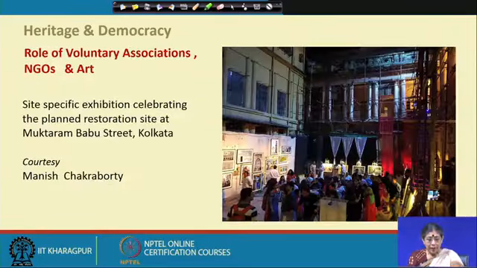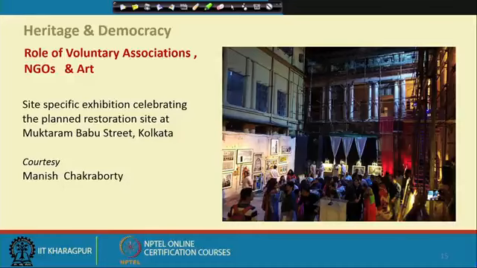And also, on Muktaram Babu Street, there is an old mansion which is now being renovated. Monish Chakraborty, a famous local conservation architect, is doing a site specific exhibition. It is not just doing an authentic restoration and finding out who can do that. It is also about how to involve the people and make them aware of what is happening. So I can see a festival-like environment, bringing people there, an art exhibition, an artist, a site specific exhibition celebrating the planned restoration site.